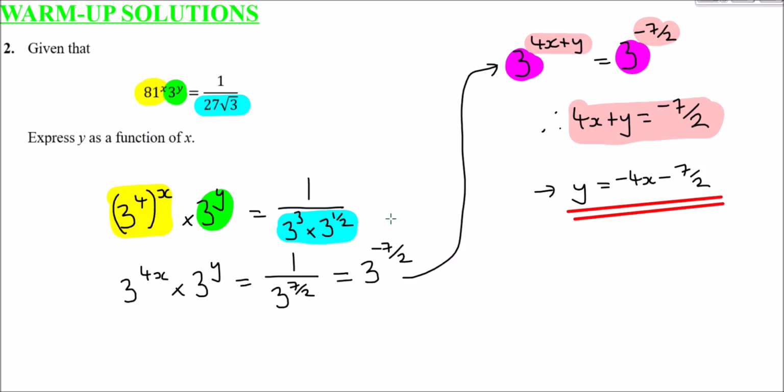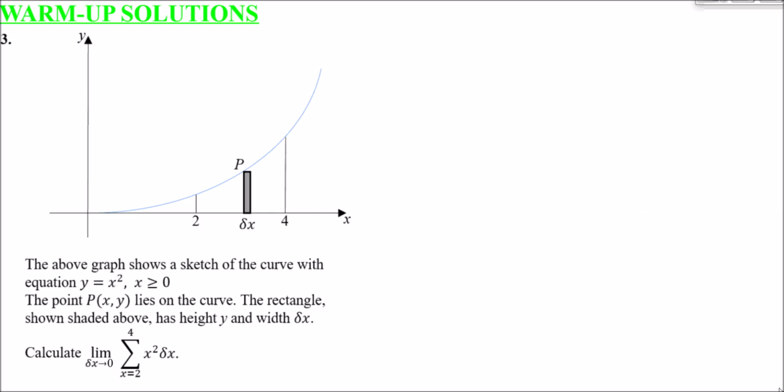Next, let's have a look at warm-up question 3. Number 3 is just conceptual. If you understand the concept, this will be easy as pie. If you don't quite see the concept, it'll be almost impossible. I'll explain what I mean. So what we have here is a graph of y equals x squared shown in blue for when x is equal to or greater than 0. So it's just y equals x squared in the first quadrant.